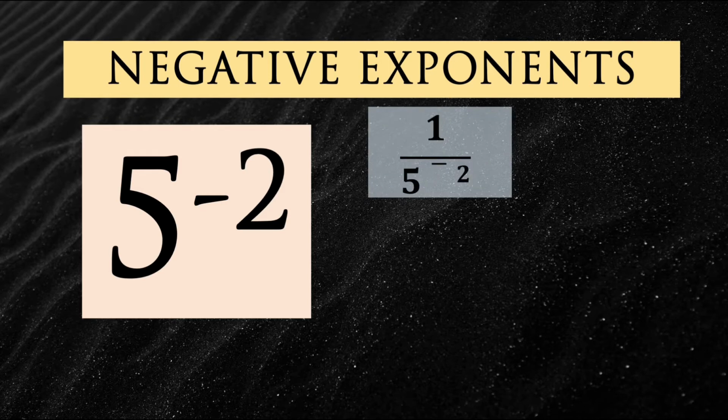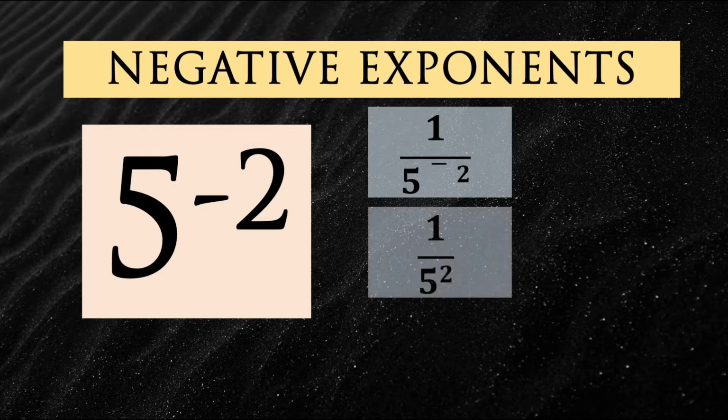So write the reciprocal. So the reciprocal is the reverse fraction form of the expression. So 5 raised to negative 2, its reciprocal is 1 over 5 raised to 2. And then change negative 2 into positive 2. So you have 1 over 5 squared. Okay, or 1 over 5 raised to 2.